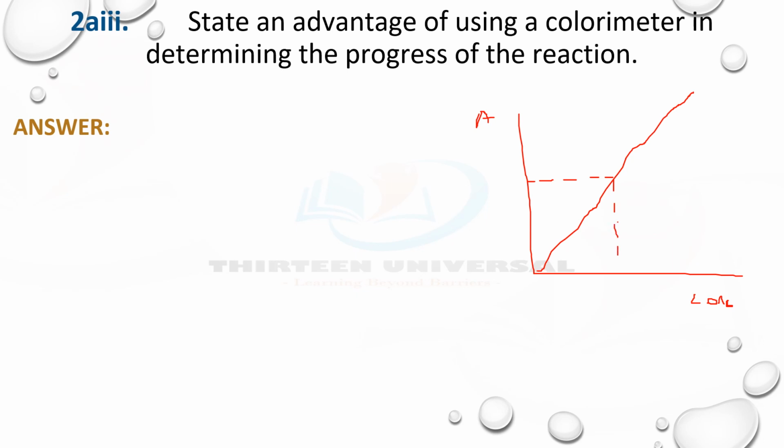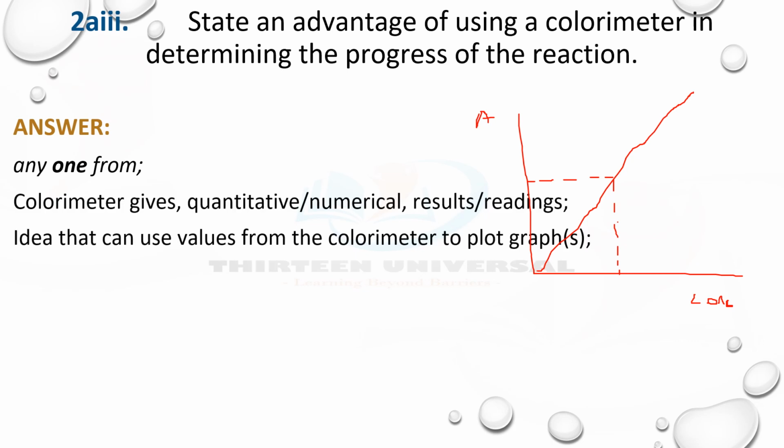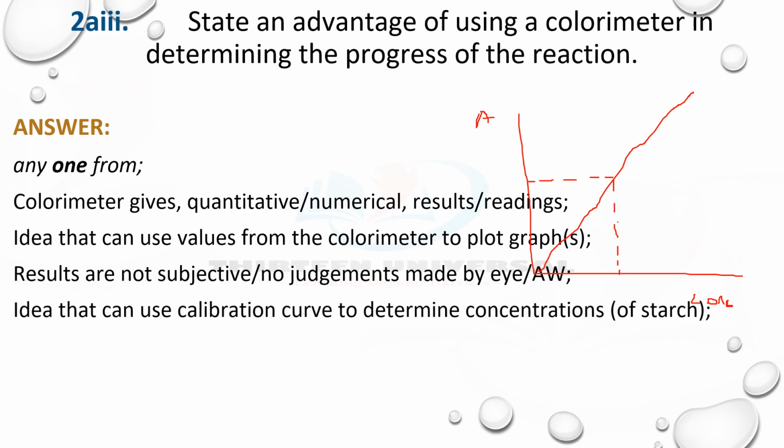Again, I don't have to use the eyes to observe color change, because that gives a subjective result. So, any of the following: the colorimeter gives quantitative numerical results; the idea that values from the colorimeter can be used to plot a graph; results are not subjective, so no judgment made by the eyes, which can have defects; the idea that a calibration curve can be used to determine the concentration of starch. Yes, you can use that. That's what we just showed here.